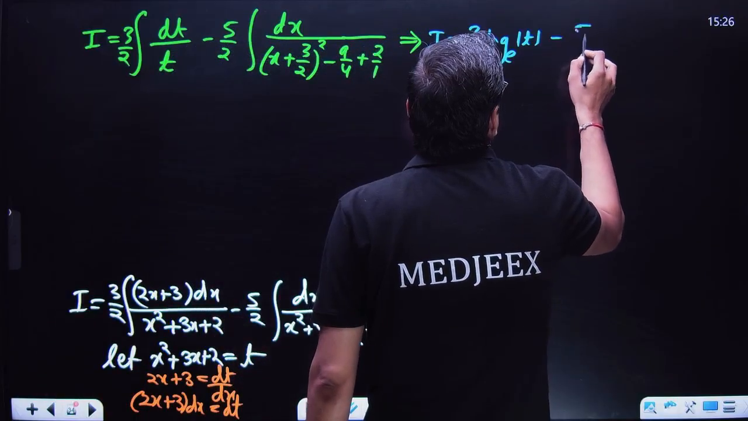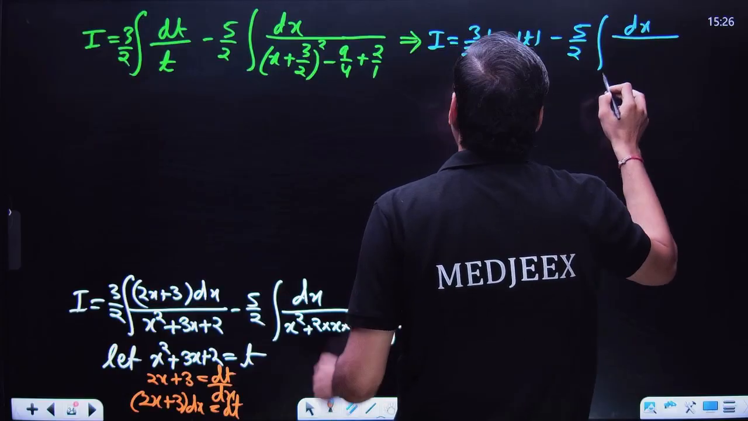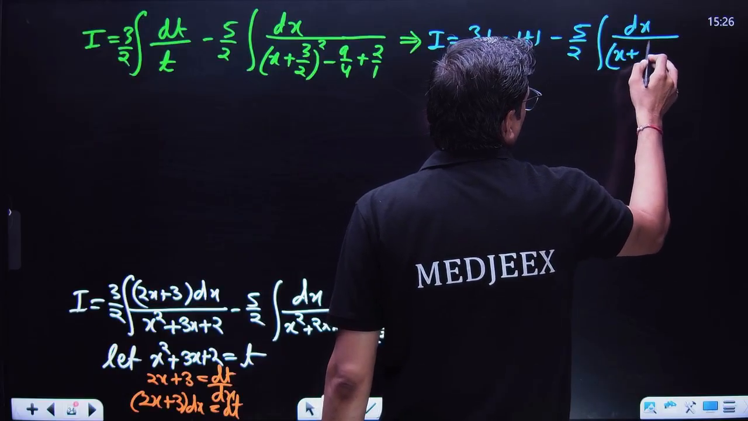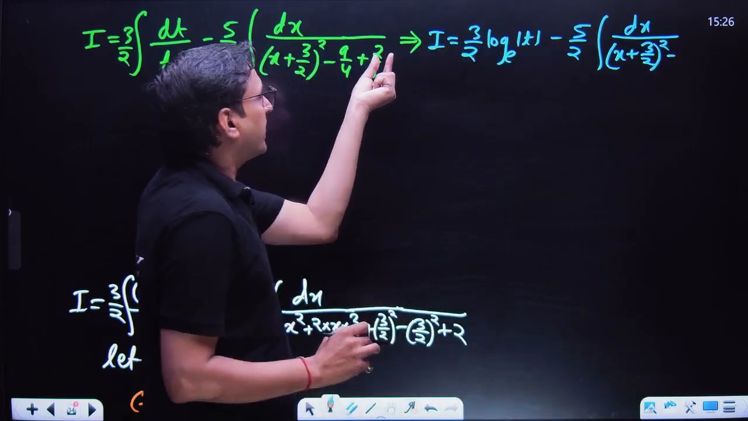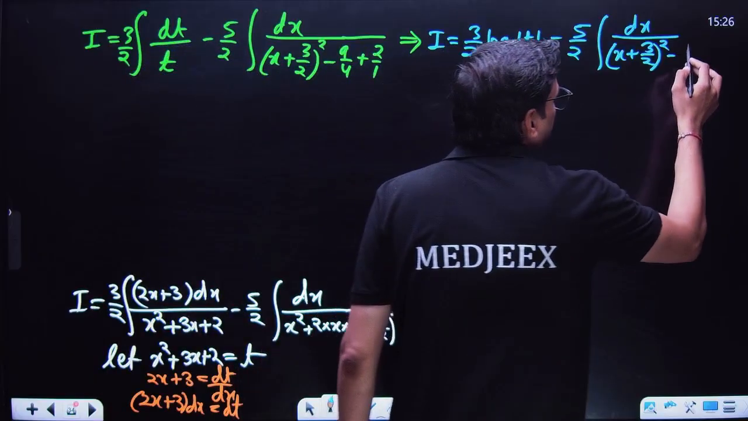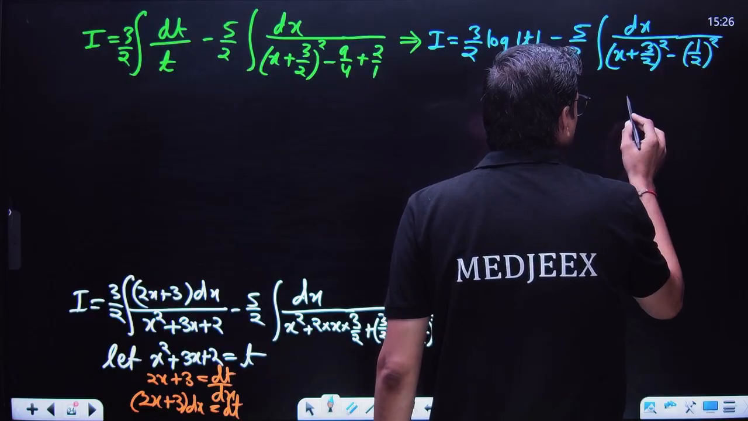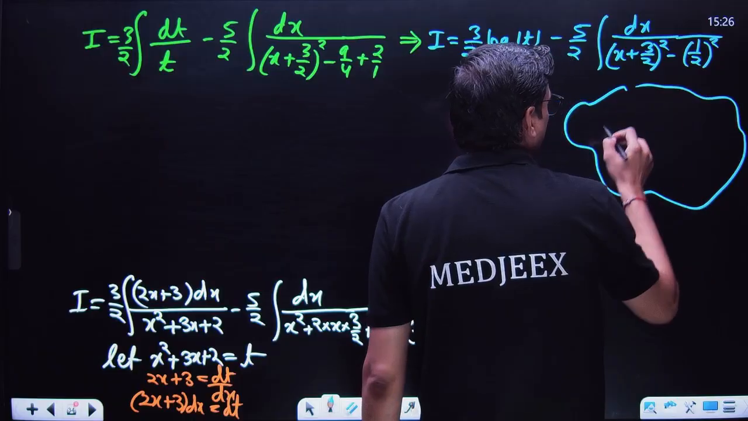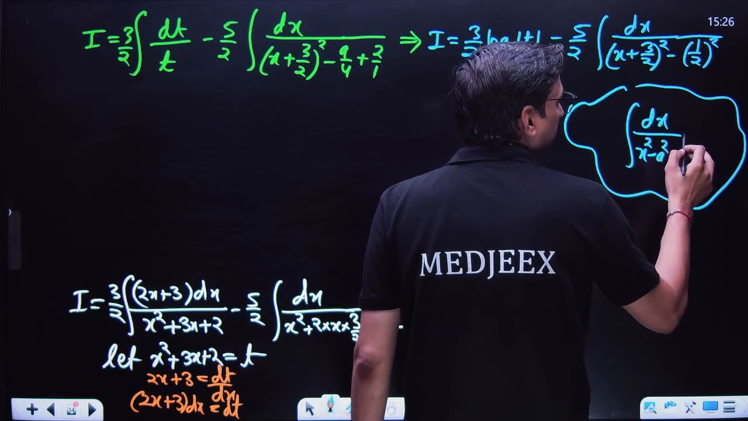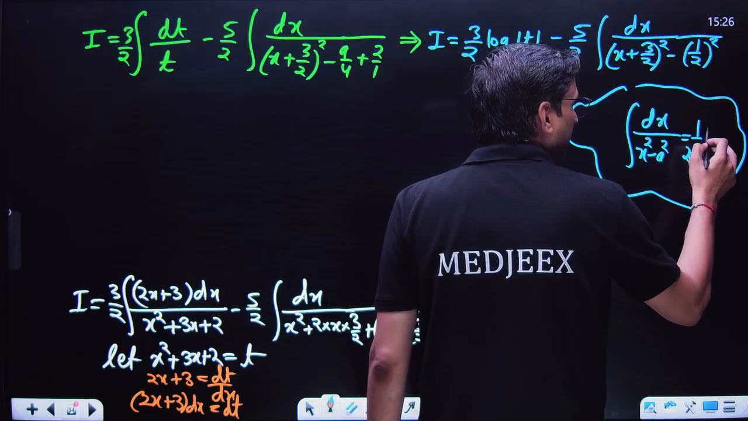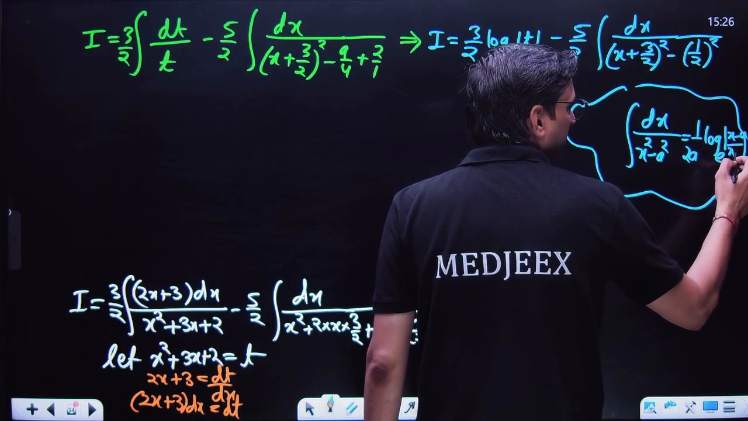Now minus 5 by 2 dx divided by x plus 3 by 2 square, and this one is written as 4 to 8, minus 9 plus 8 minus 1, minus 1 by 4, which will be minus 1 by 2 square. Now this is the format, integration dx upon x square minus a square, and this is nothing but 1 by 2a log natural x minus a upon x plus a.